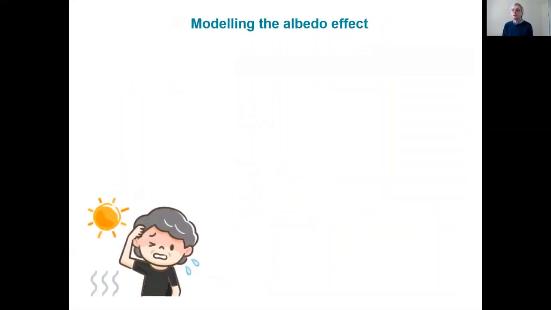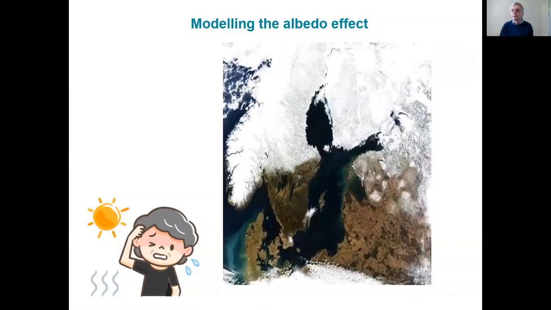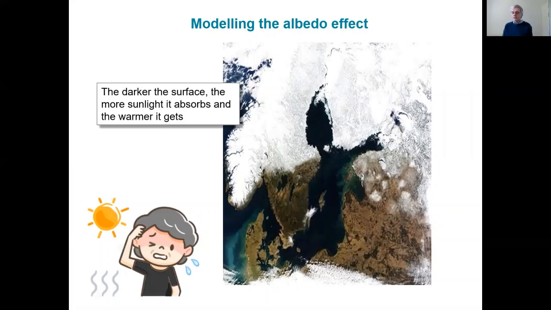Let's make this concrete with an example, and we'll think about building a model of the albedo effect. I'm sure you're familiar with the albedo effect. If we are wearing dark clothes in summer, we can get very hot. And why is that the case? If we wear lighter clothes, we don't become equally hot. So we can formulate a simple model about that, which says something like the darker the surface, the more sunlight it absorbs, and the warmer it gets. It absorbs the sunlight, it seems to heat up.